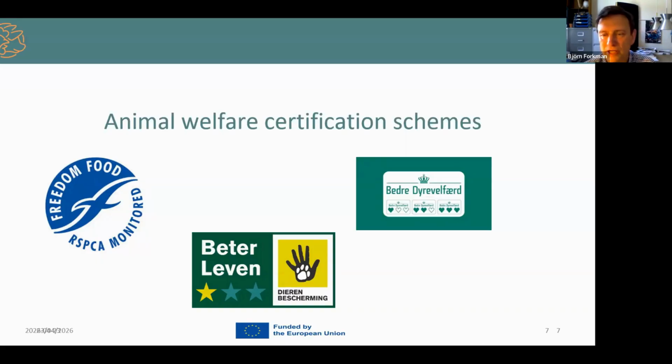Here in Denmark, a couple of years ago, Bedre Dyrevelfærd was introduced, better animal welfare, with 3 hearts, just like Better Leven has 3 stars, with ever-increasing requirements. So these are, of course, requirements over and above the legislative demands.